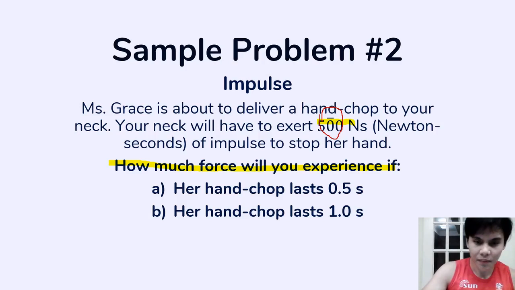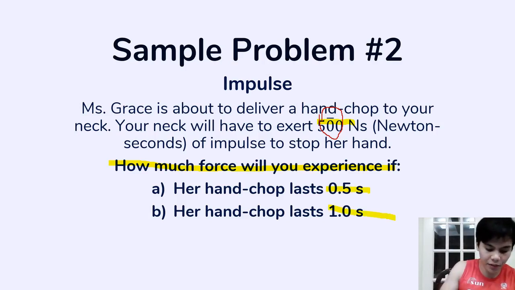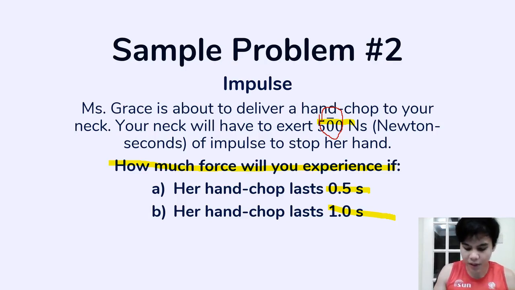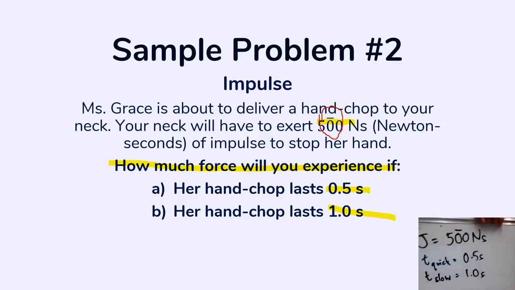Okay, and our other given is that her hand chop could last either 0.5 seconds or 1 second. Again, we have two times. Let's say we have a time for a quick chop and a time for a slow chop. So we have 0.5 seconds and 1.0 seconds. So this is our given. This is really all that's given.